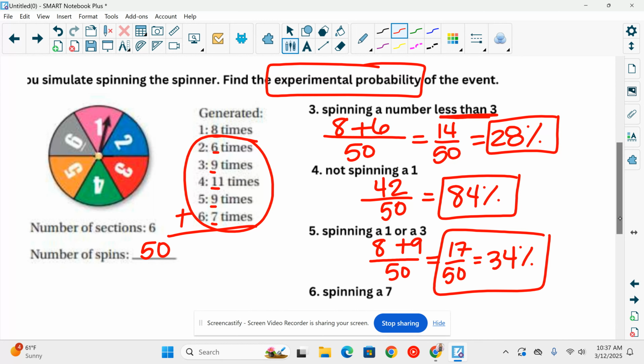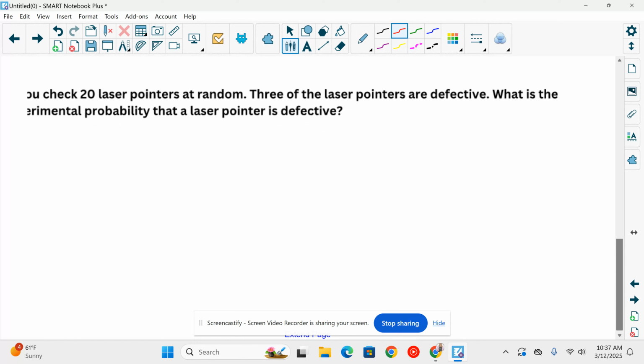Alright, you're checking for defects. Okay, let's say you work for a factory that creates laser pointers and your job is quality control. And you're checking for defects. You check 20 laser pointers at random. Of those 20, 3 of the laser pointers are defective. What is the experimental probability that a laser is defective?